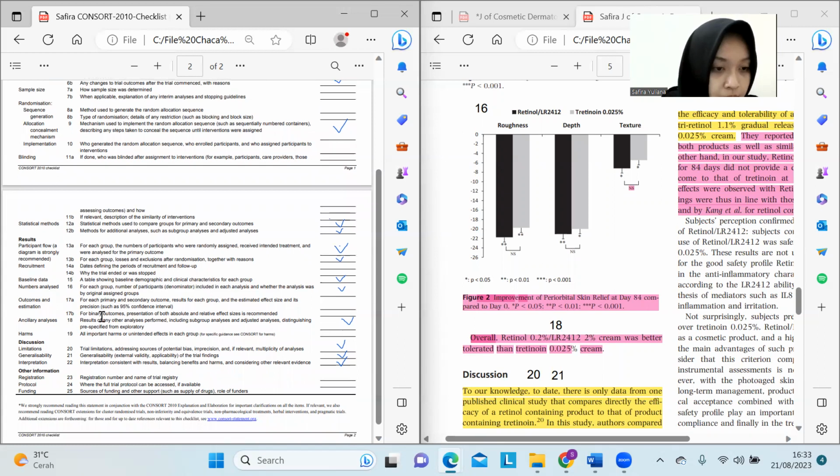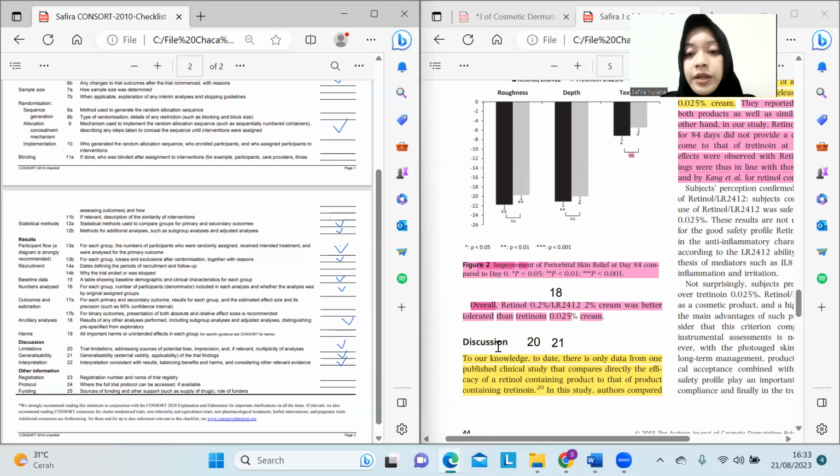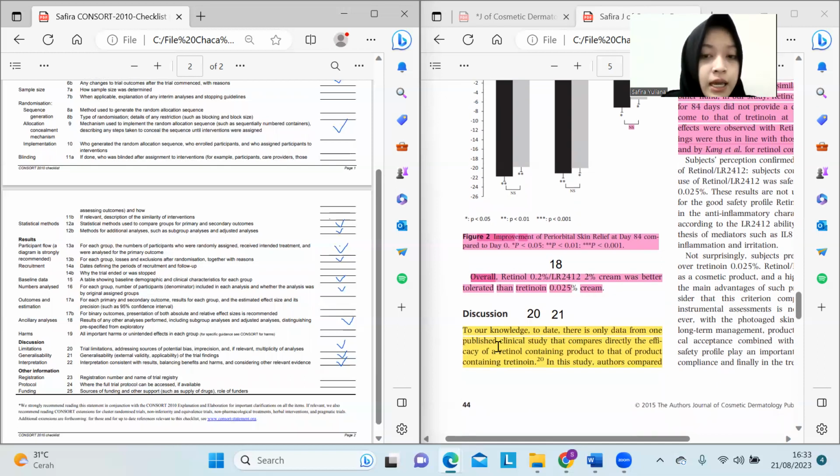And next we move to number 18. Number 18 is ancillary analyses: results of any other analyses performed, including subgroup analyses and adjusted analyses, distinguishing pre-specified from exploratory. And this is number 18. Overall, the retinol cream was better tolerated than the tretinoin cream.